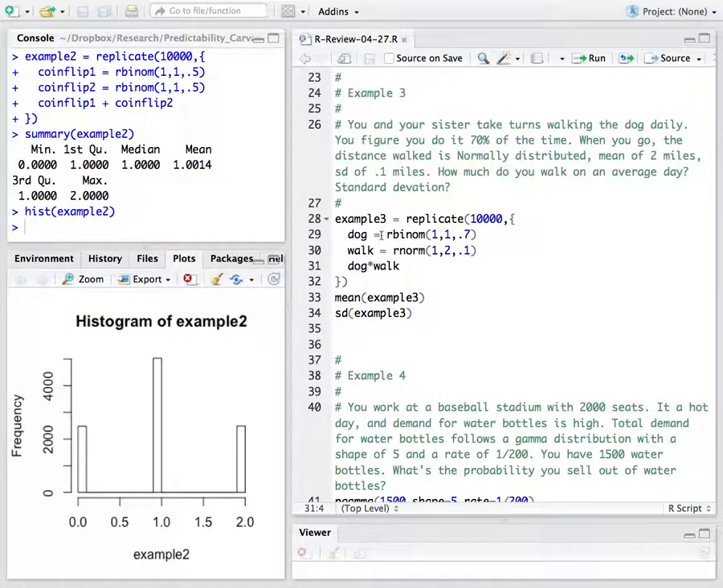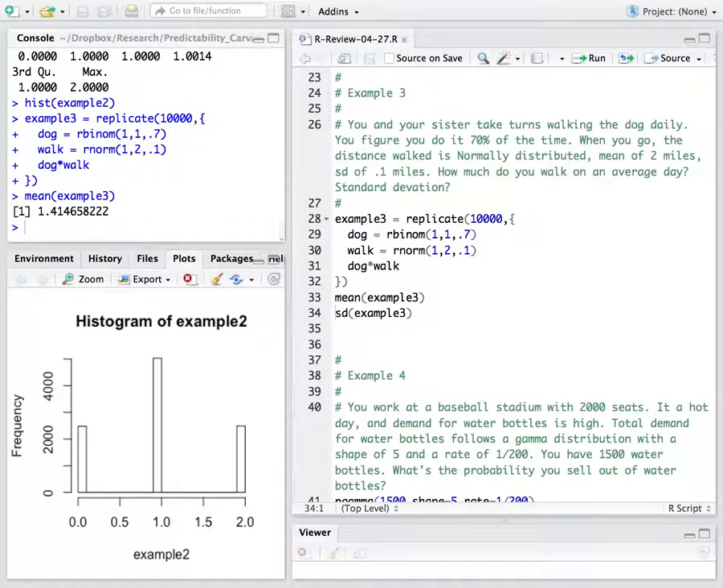There's other ways we could do this with if statements, saying if you walk the dog, then record the mileage. But this is the same. So we have an average of 1.4 miles walked. Notice that's not 2, because we have to account for all of what we call the probability mass at 0.